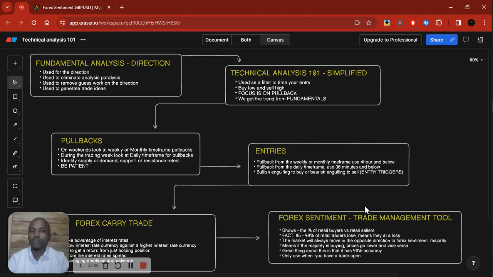I say it's the best Forex trade management tool that you can use to keep your emotions in check, to keep your patience in check, to keep your trading psychology in check as well, right?